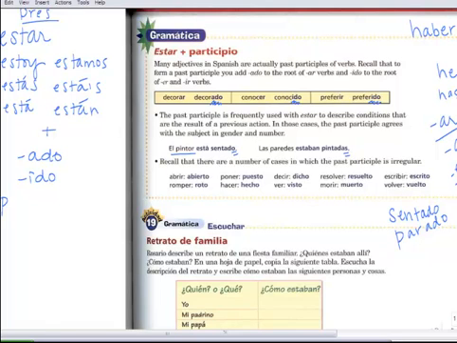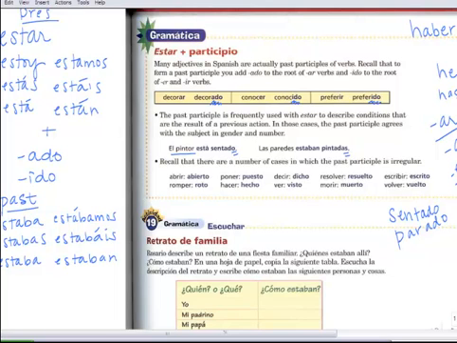You also can talk about it in the past. And with this, we use the imperfect, and that's estaba, estabas, estaba, estábamos, estabais, and estaban. And then the same thing, you add it with ado or ido. So now you can say, for example, mis padres estaban casados. My parents were married. Or, el pintor estaba parado. The painter was standing. So you could talk about it in present, or you could talk about it in past. El pintor está sentado, he is seated. Mis padres estaban casados. They were married.